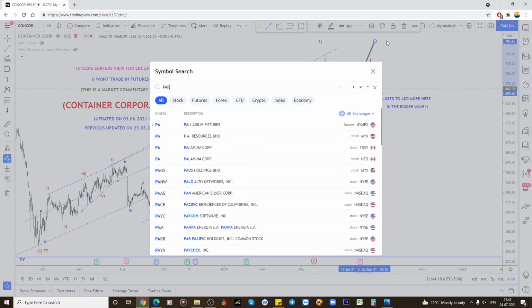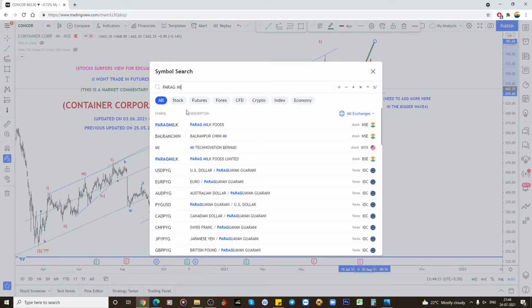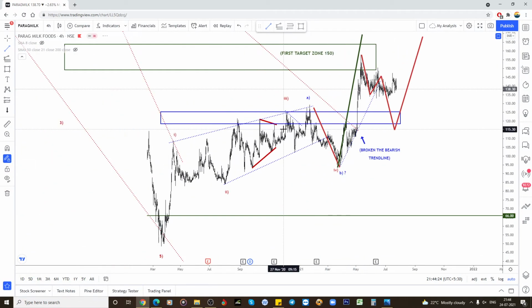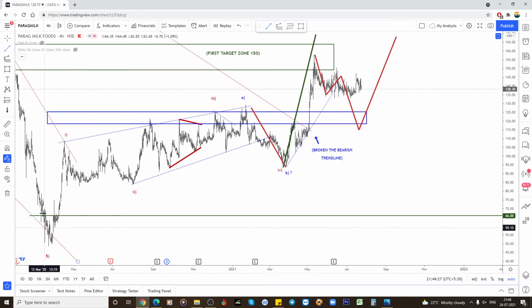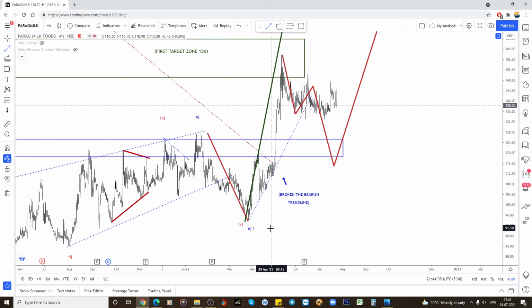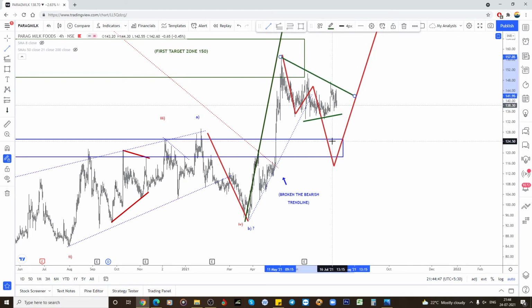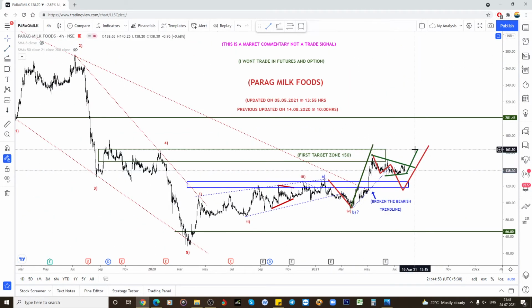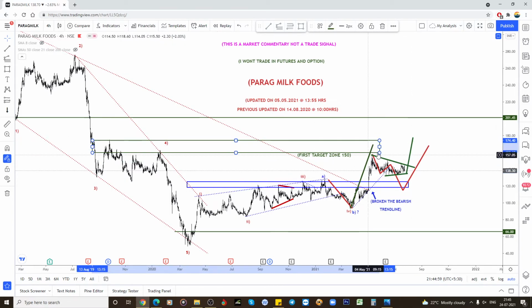So next is Parag Milk Foods. So here I took this as ABC is a 1, ABC is a 2. So whether the whole thing becomes A, B and C, I have explained that also. Whether this is the end of A, so this is the B, and C is looking for the five-wave structure and it is not yet invalid. So this could be a triangle. So 1, 2, 3, 4 and 5. So nearly 160 up to 180 is my next resistance here. Only within this zone we are trading.